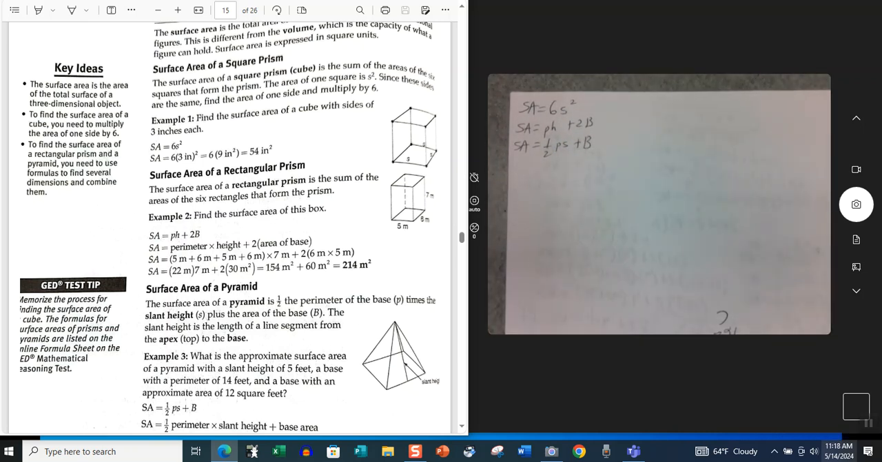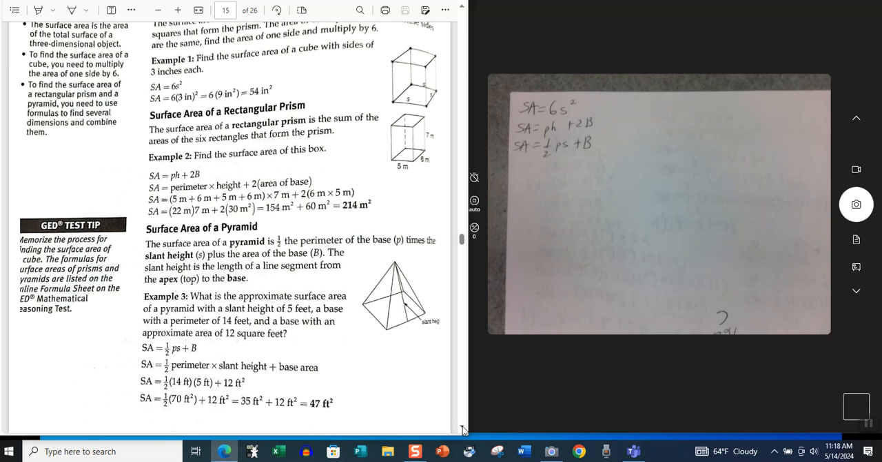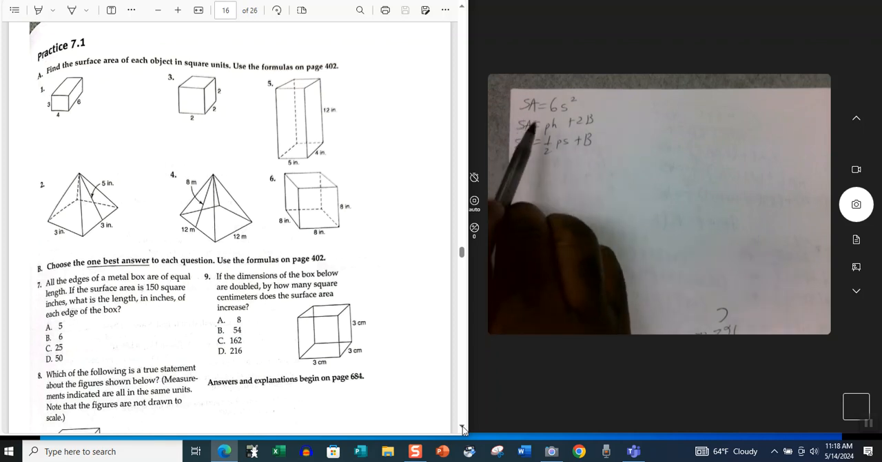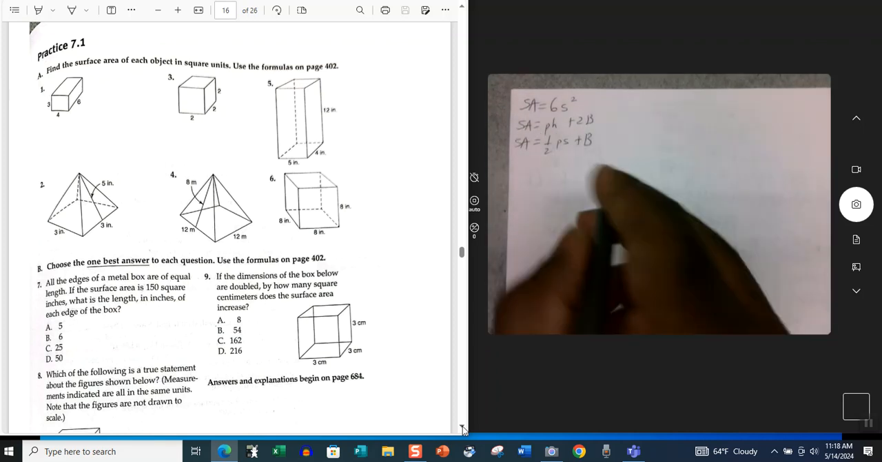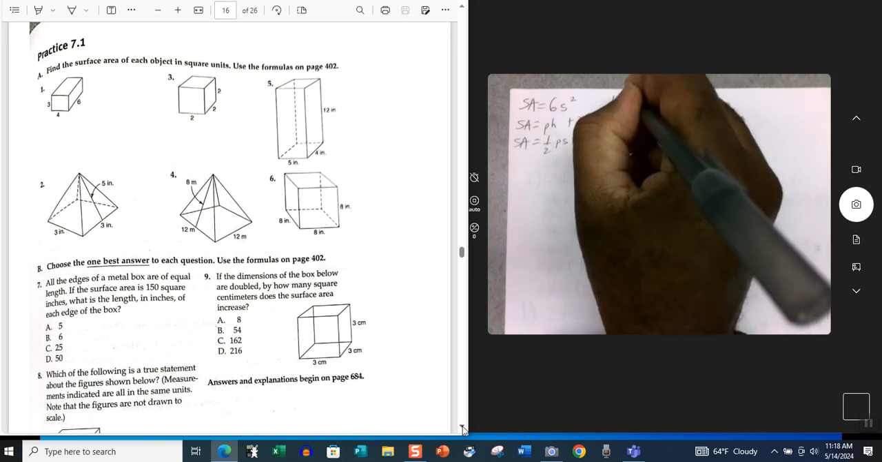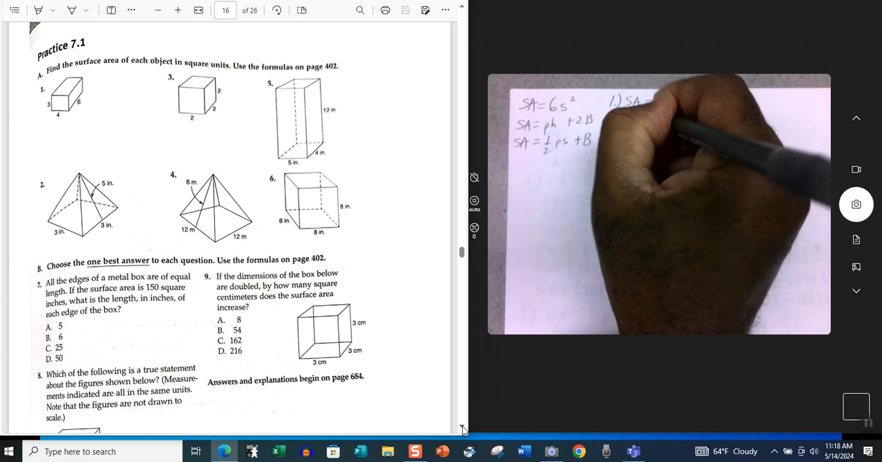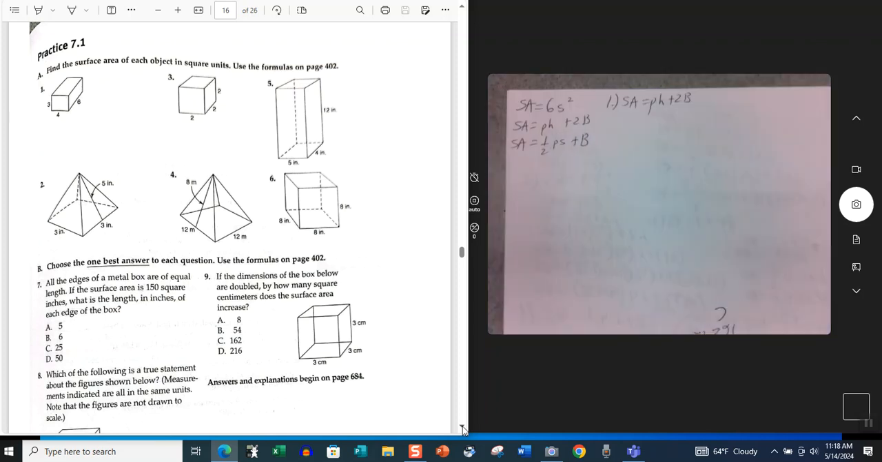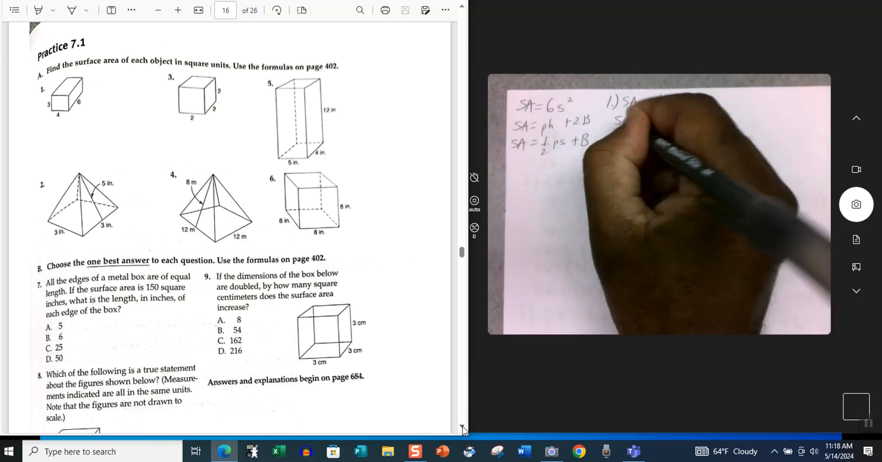Okay, now we will go into further explanation on these formulas once we go through a few problems. So let's go here to problem number 1. Problem number 1 is a rectangular prism, so we will use this formula here. The surface area is equal to perimeter times the height plus 2 times the base.